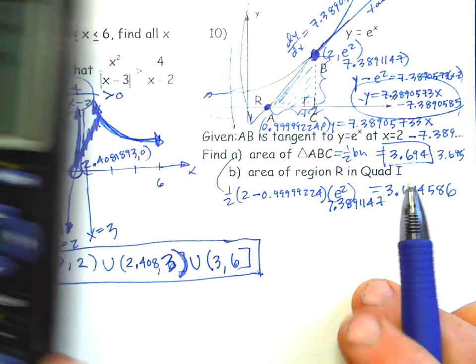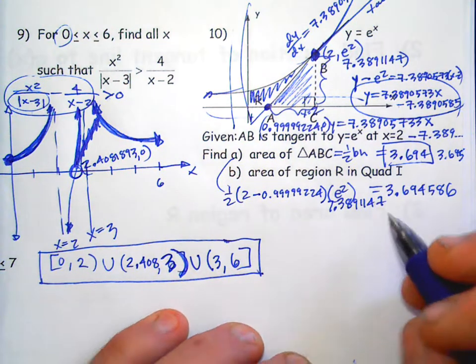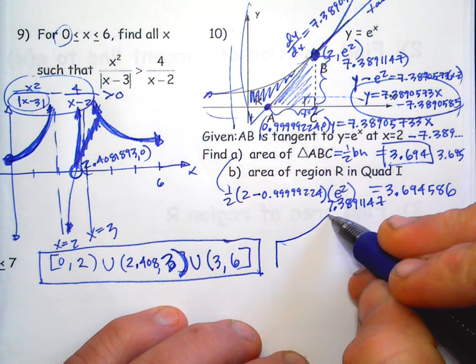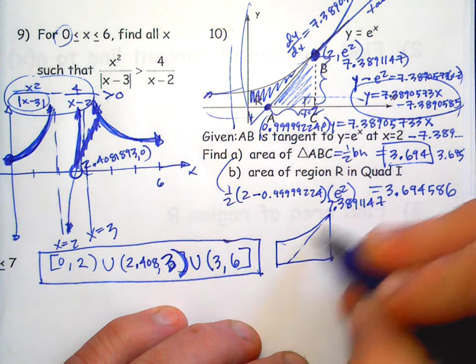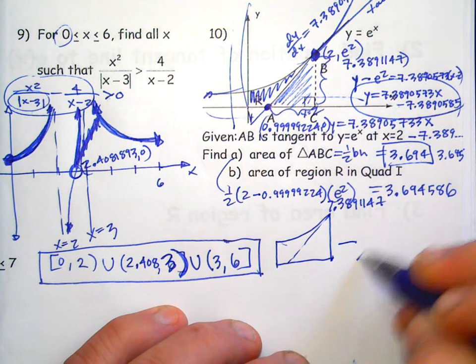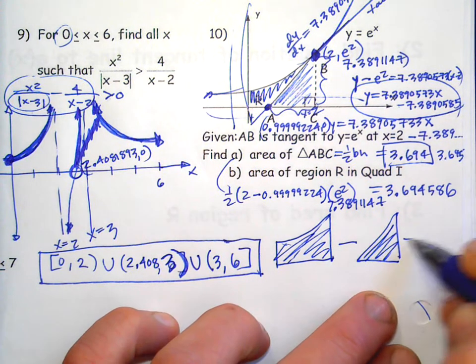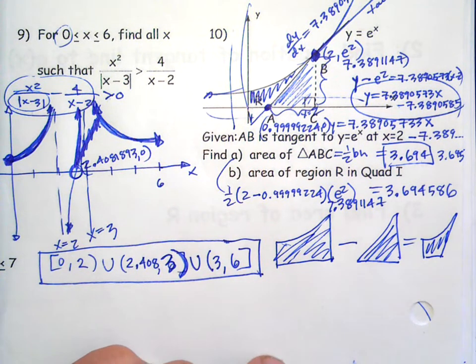Now, the area of region R, that's this area right here. So let's figure out what our strategy is. I like to draw little pictures. You can find this area, right? And then find the area of the triangle and subtract it to get the area that's left.